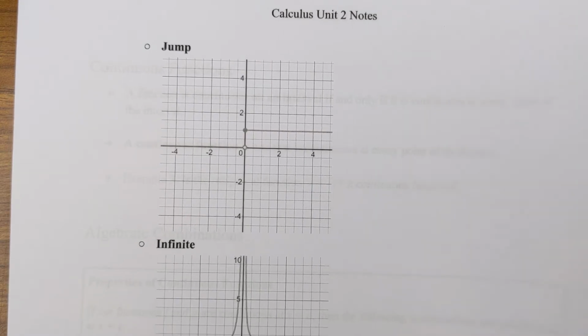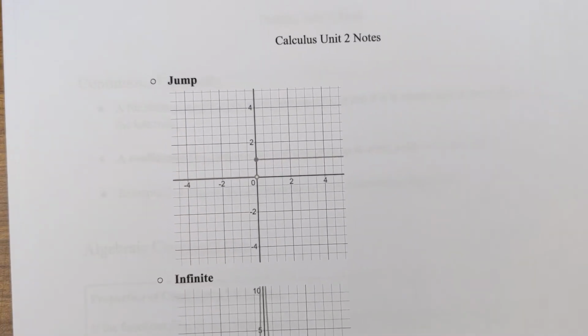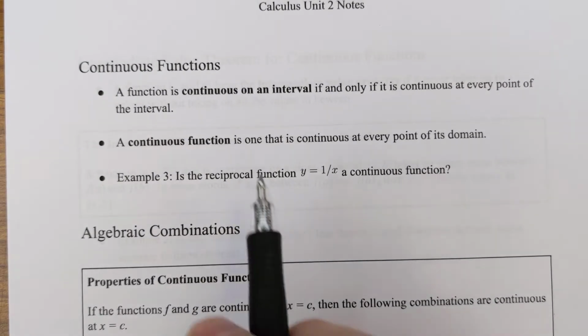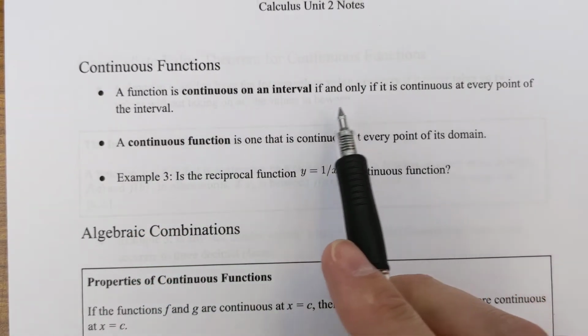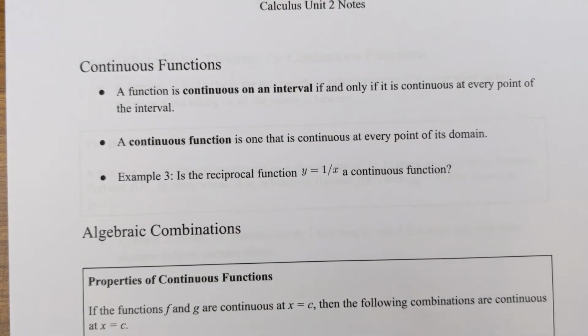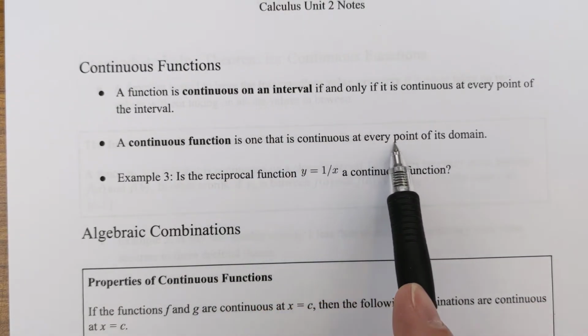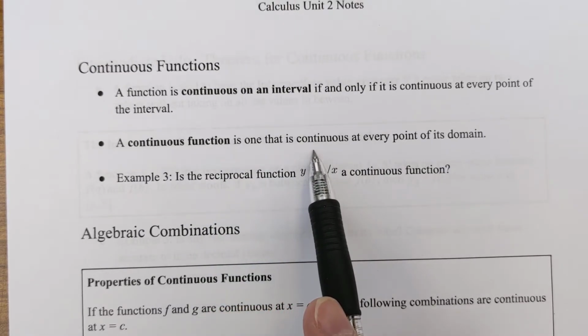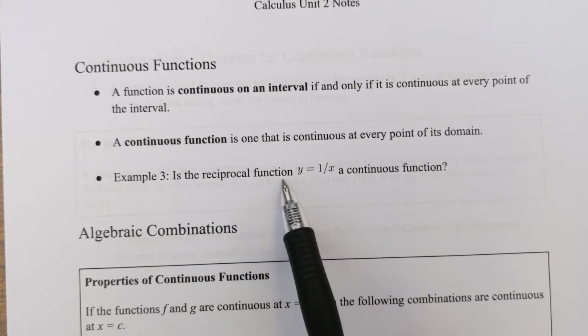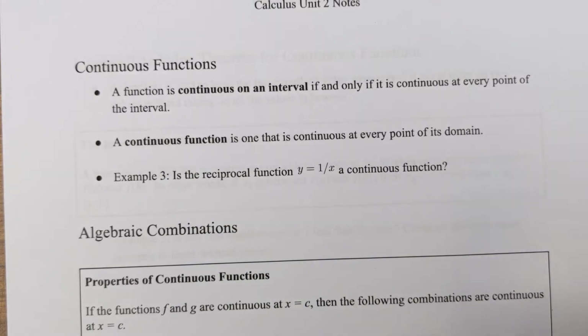So in all three of those cases, the discontinuity would be at 0. Okay, so a function is continuous on an interval if and only if it's continuous at every point of the interval. A continuous function is continuous on every point in its domain. So is the reciprocal function, y equals 1 over x, a continuous function?